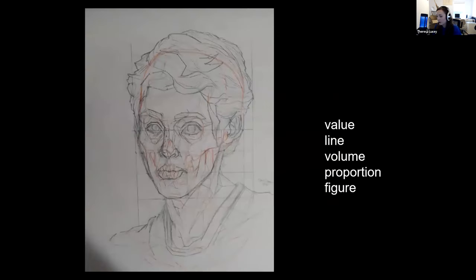This would count as figurative work, a self-portrait. So it has good line quality, volume, proportion. Yet again, you can see them using straight lines to ask questions about the form.